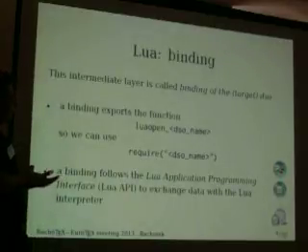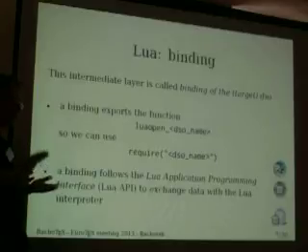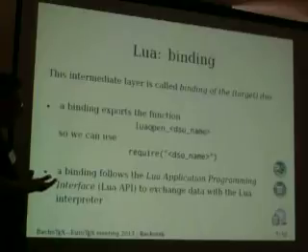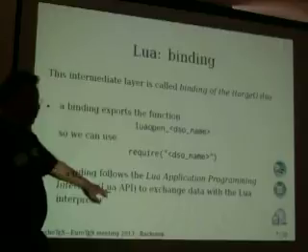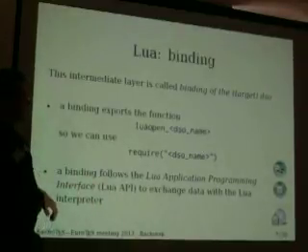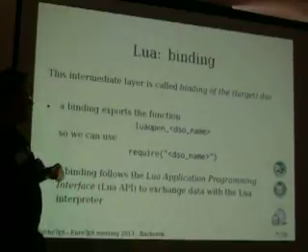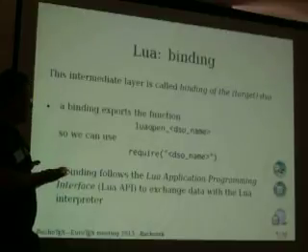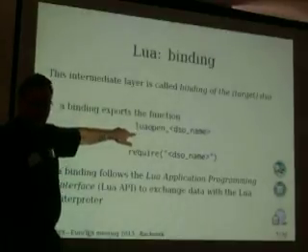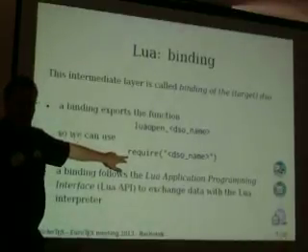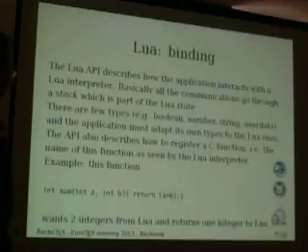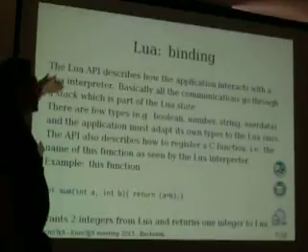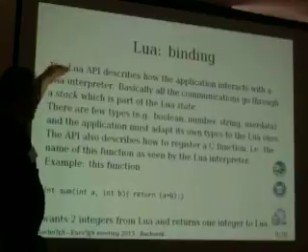To build a binding, we must follow some precise rules. These rules are called the Lua Application Programming Interface, or Lua API. A rule says that our binding must export this function, so I can now call the Lua instruction, but I also have to follow the semantics of the Lua API.